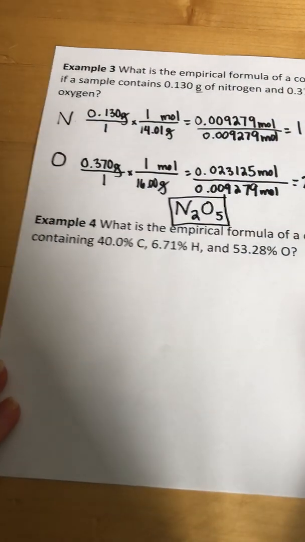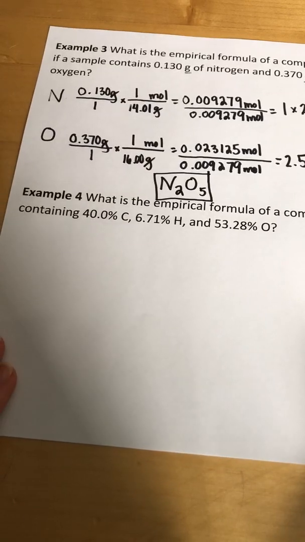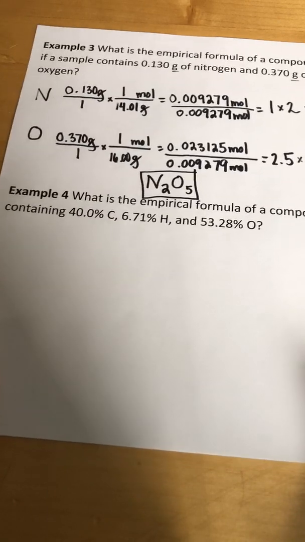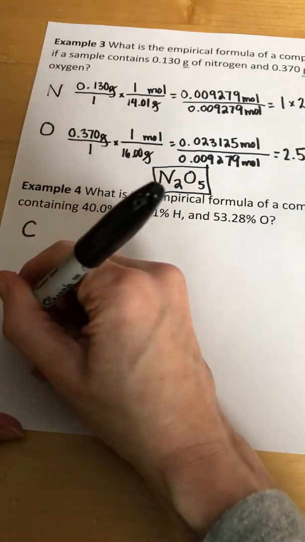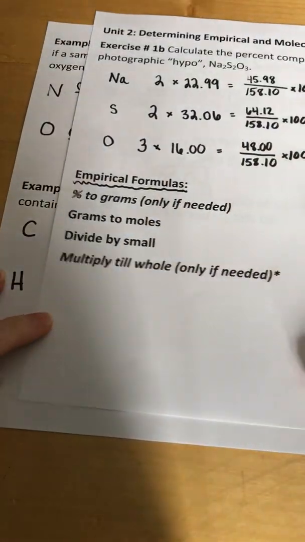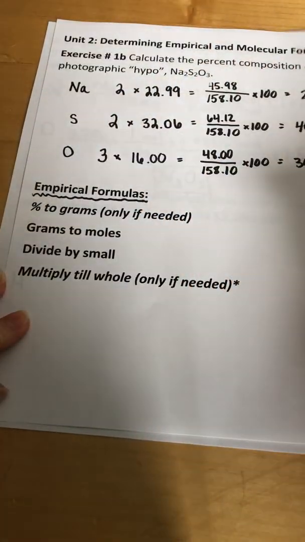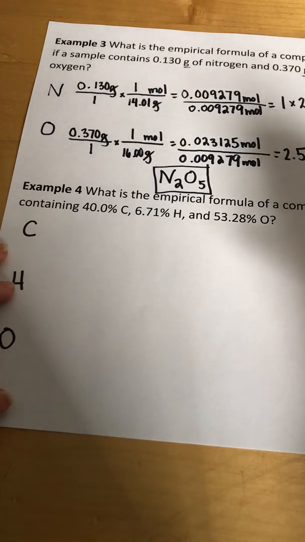So I'll do one more. This is example 4 in your text. Again, asking for the empirical formula of a compound, and it gives you the percentages of 3 elements that are present. So we're going to have carbon, hydrogen, and oxygen. Okay, so onto my little poem. It says percent to grams if needed. This one I am given percentages, so I do have to put it in grams. Good news is that's super easy.